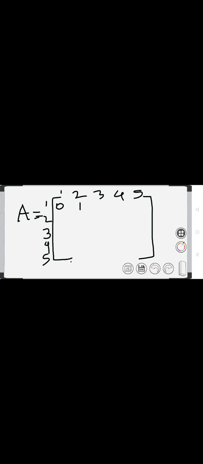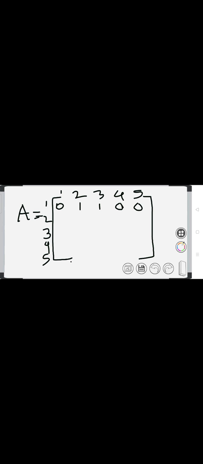From node 1 to node 3, a directional edge exists, so you have to write down 1. From node 1 to node 4, there does not exist any edge, so you have to write down 0. From node 1 to node 5, there does not exist any edge, you have to write down 0, right?